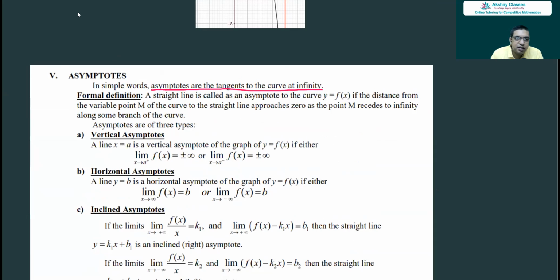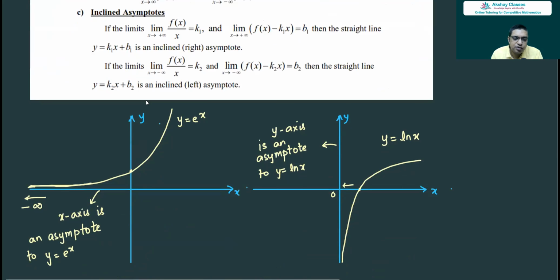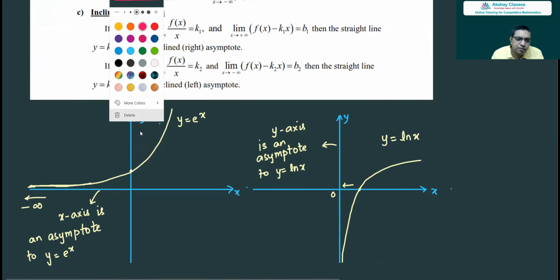Now let us see this. The mathematically sound definition is this: a straight line is called an asymptote to the curve y equal to f of x if the distance from the variable point m on the curve to that particular straight line approaches 0 as m recedes to infinity, that is, m goes to infinity along some branch of the curve. So look at this definition. Here m is some variable point.